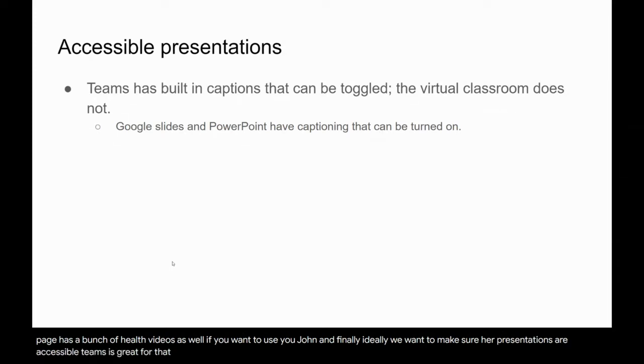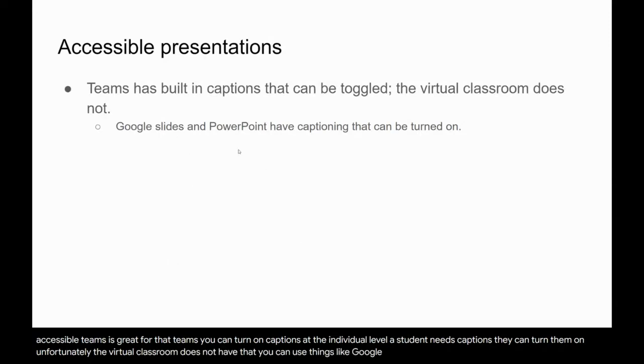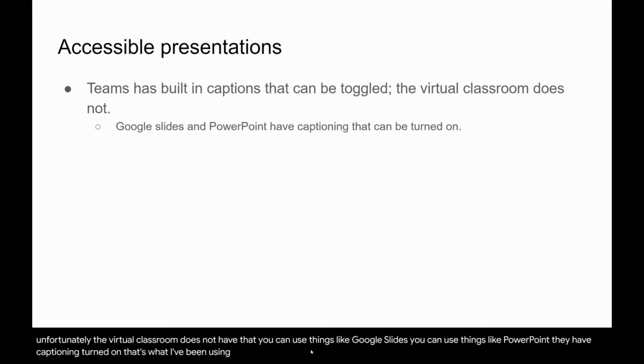Teams is great for that. In Teams, you can turn on captions at the individual level. If a student needs captions, they can turn them on. Unfortunately, the virtual classroom does not have that. You can use things like Google Slides. You can use things like PowerPoint. They have captioning turned on. That's what I've been using this whole time.